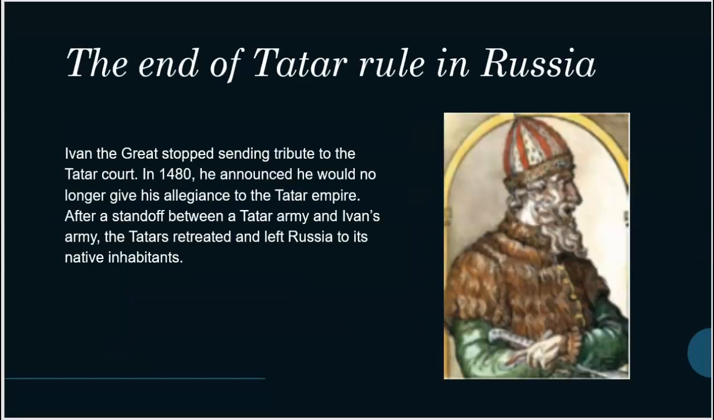The end of Tatar rule in Russia. Ivan the Great stopped sending tribute to the Tatar court. In 1480, he announced he would no longer give his allegiance to the Tatar Empire. After a standoff between a Tatar army and Ivan's army, the Tatars retreated and left Russia to its native inhabitants.